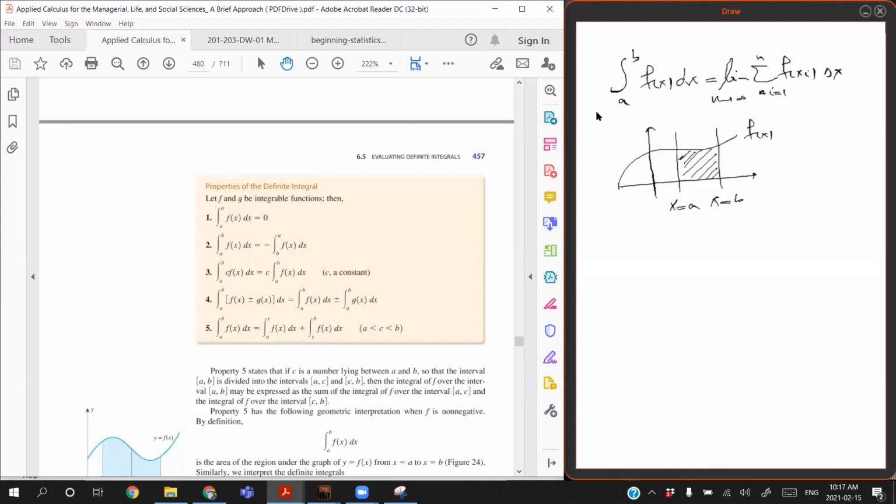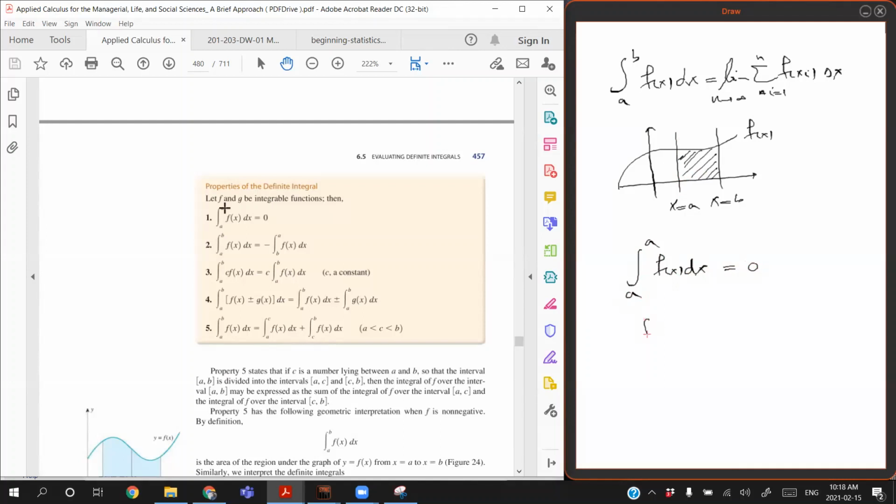So if f and g are integrable, then you have the integral from a to a of f of x dx is 0. So if the upper bound and the lower bound are the same thing, you're trying to figure out what the area of a line is, yes? Because there would be no area. It would be just a line. And we know that a line is a one-dimensional object. The area of that is going to be 0.